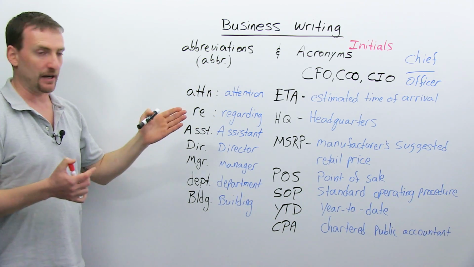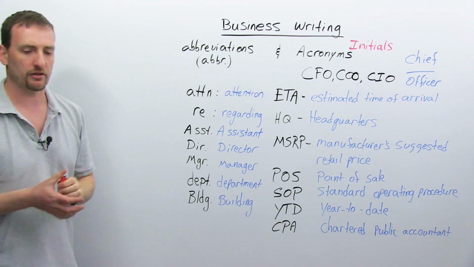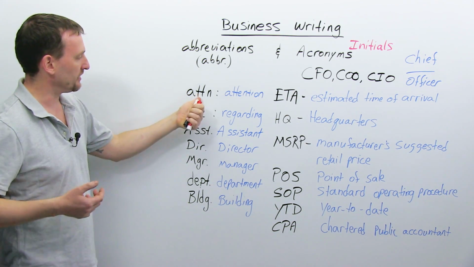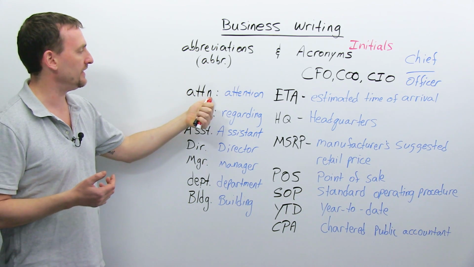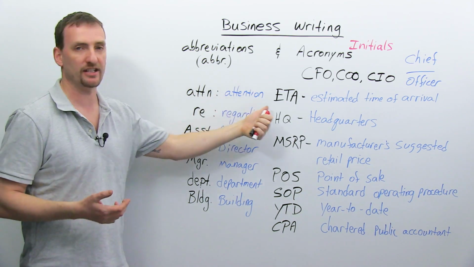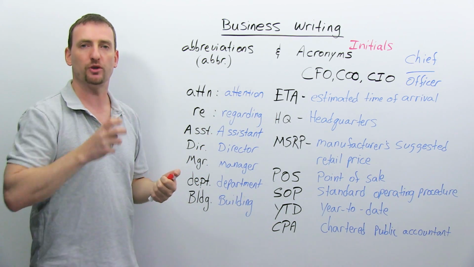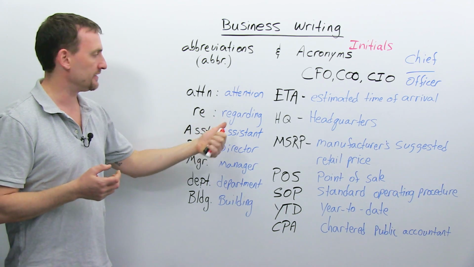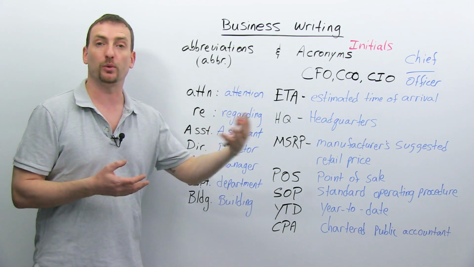In terms of business now, especially when we're writing, whether a letter by hand, like on paper, or an email, these are very common. ATTN: means who are you writing to? So attention. Whose attention are you trying to get with this letter? RE: means regarding, means about what.